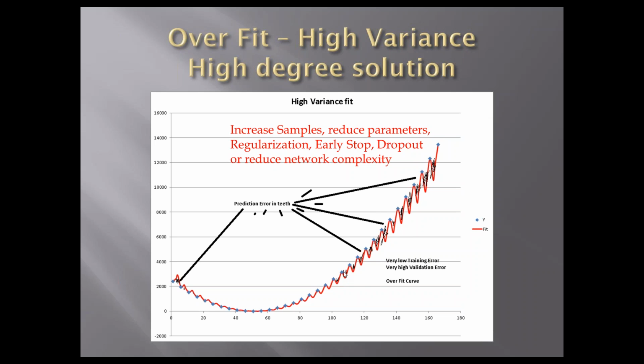The other way you can deal with this high degree of variance is by reducing the network complexity. What most people do is build a very large network to make sure that they converge, but the problem is that will end up biting you if you don't have enough samples. So you either really need to increase the amount of samples that you're going to feed this thing, or you need to reduce the network complexity.